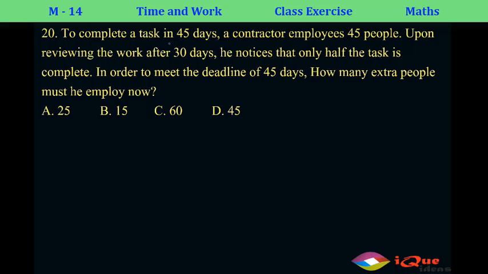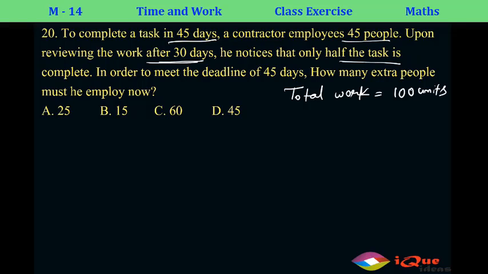It says to complete a task in 45 days, a contractor employs 45 people. See here, it doesn't say that 45 people can complete the work in 45 days. It says the contractor employs 45 people. Upon reviewing the work after 30 days, he notices that only half the task is done. Alright. So let's assume that the total work is equal to 100 units.